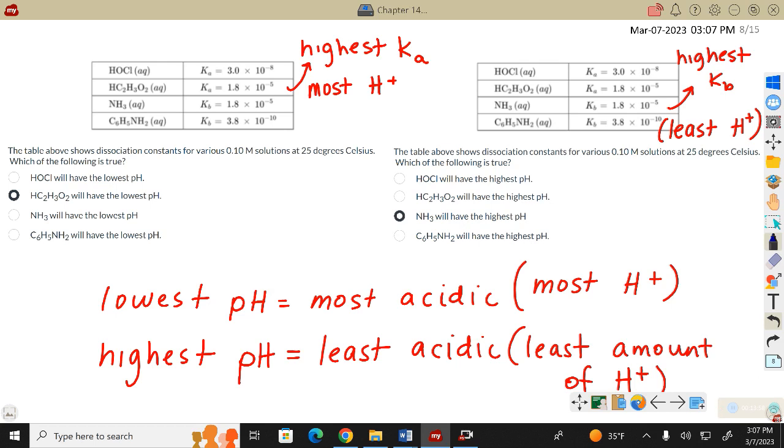So when I look at my Ka values, in the example on the left, I'm looking for the lowest pH, so the most acidic. I want to focus on the Ka's, specifically the solution that has the highest Ka. 10 to the negative fifth is higher than 10 to the negative eighth. In the second example on the right, when I want the highest pH, I want the highest Kb. I want the one that's the most basic. So I've got two that are a base. They've been giving me Kb's for those two on the bottom. The higher Kb would be the NH3, ammonia, meaning that it's the strongest base.